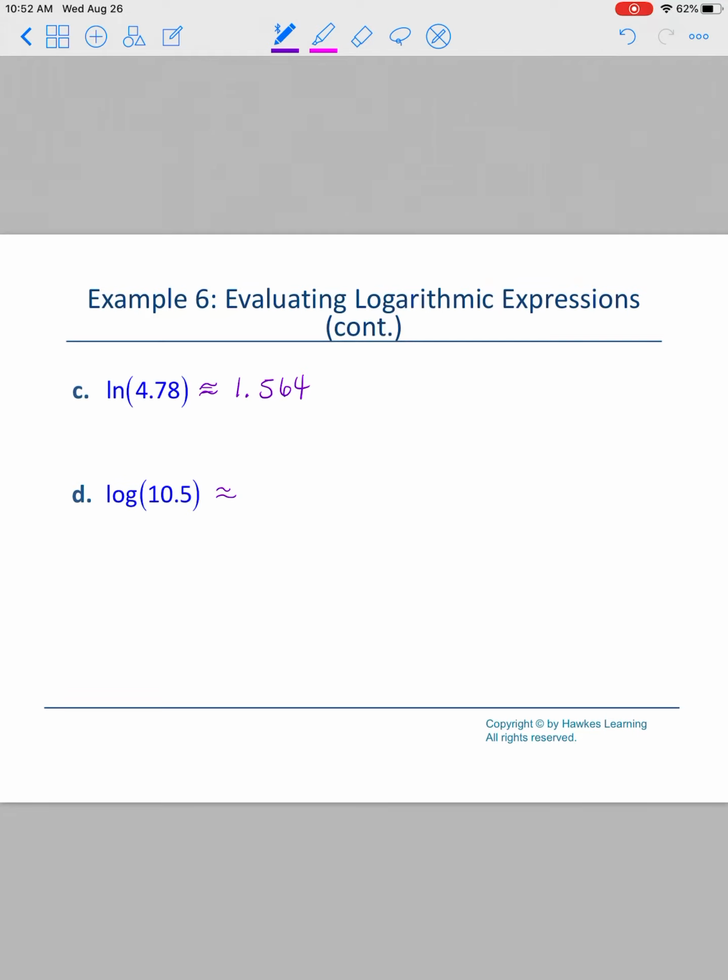And then I don't know what log of 10.5 is. Your calculator does logs for you, especially in base 10. If you have just a scientific calculator, it only does base 10 logs. Now your graphing calculator will do other bases. But I can plug this problem directly into my calculator. Log of 10.5, and it'll do the work for me. And it is approximately 1.021.